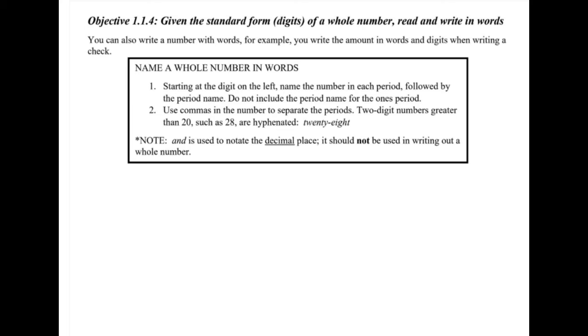So, here we go. Name a whole number in words. 1, starting at the digit on the left, name the number in each period, followed by the period name. Do not include the period name for the ones period. And 2, use commas in the number to separate the periods. Okay, so 2-digit numbers greater than 20, such as 28, are hyphenated. And we'll go over all of this when I do some examples for you. Okay, note, and is used to notate the decimal place and should not be used in writing out a whole number. Okay, and I'll show you that too when we get to a few of them.